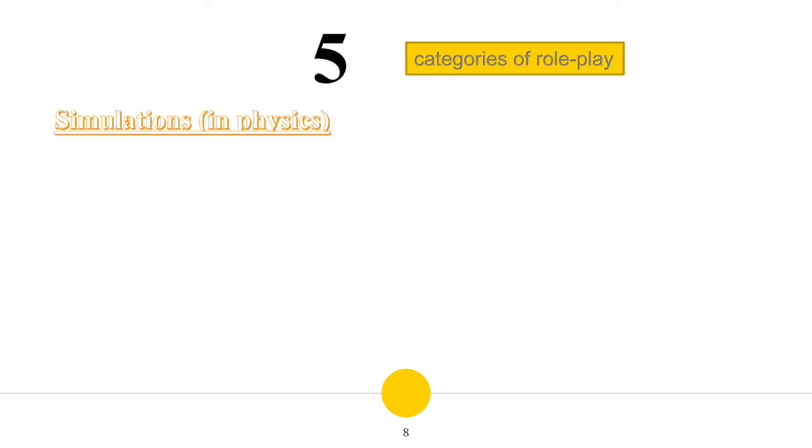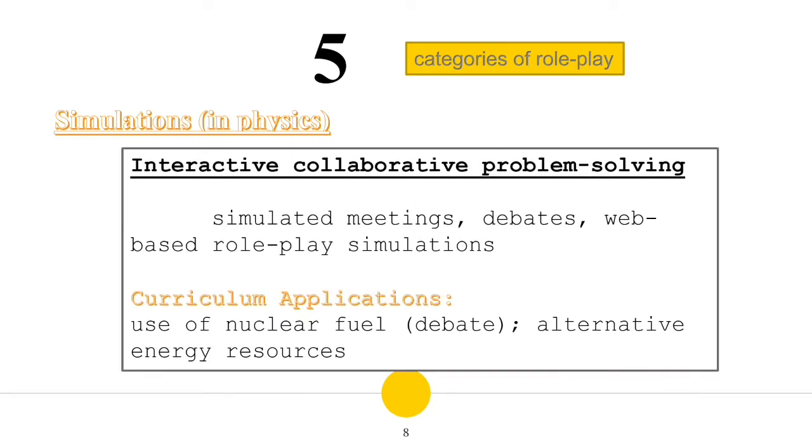The last one is simulations in physics. Interactive collaborative problem solving. So simulated meetings, debates, web-based role-play simulations. In the curriculum applications, it can be use of nuclear fuel. You can let the students debate about it and the alternative energy resources.